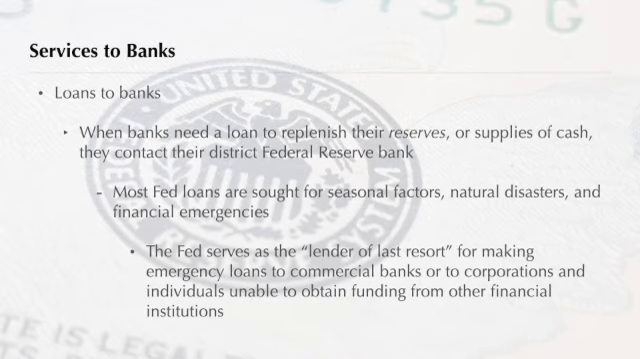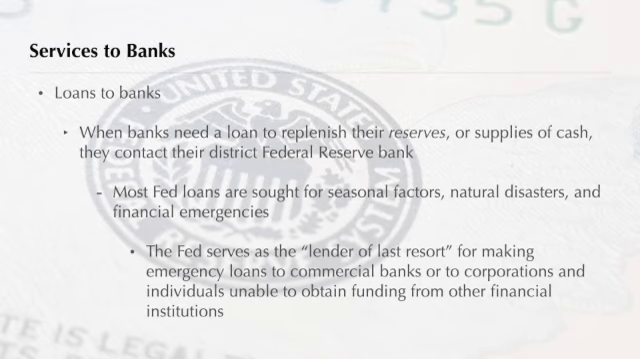When you need a loan, you might visit a bank such as Glendale Federal Bank in California or Chevy Chase Bank in Maryland. When a bank or other depository institution needs a loan, it contacts its district Federal Reserve Bank. Because their depositors may make large and unexpected withdrawals, banks often need short-term loans to replenish their reserves or supplies of cash. Federal Reserve Banks loan reserves, usually for periods of 1 day to several weeks.